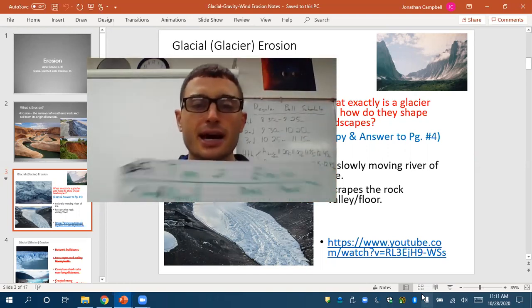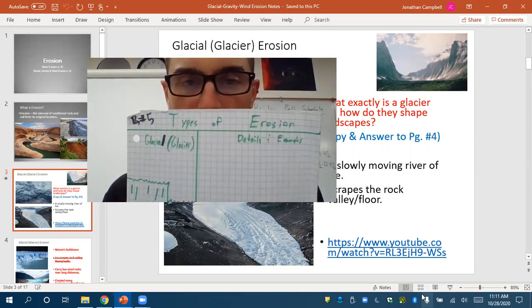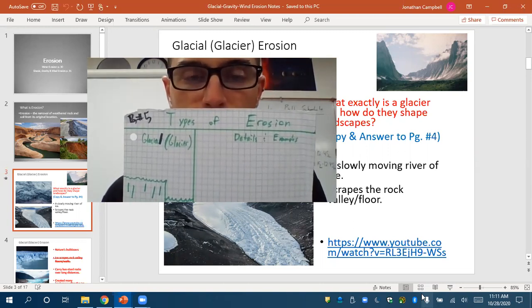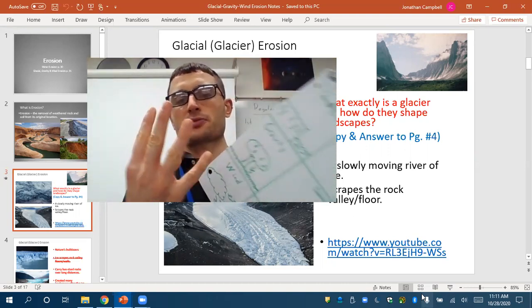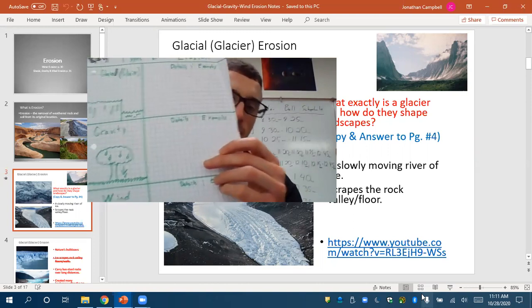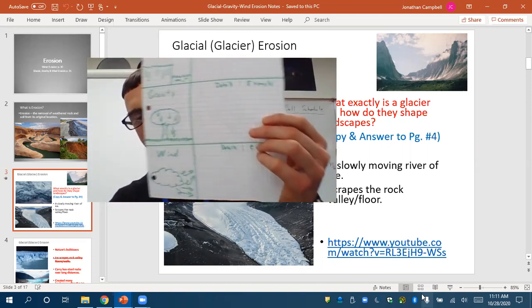And the title of this is going to be Types of Erosion. Different types of erosion. You have 3 types, so make 3 different rows here.